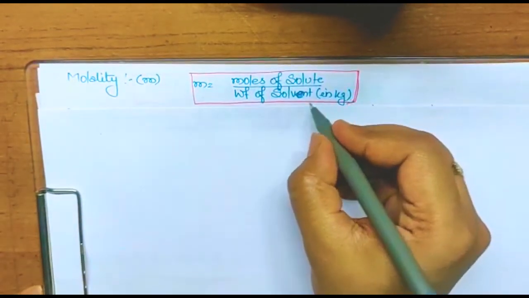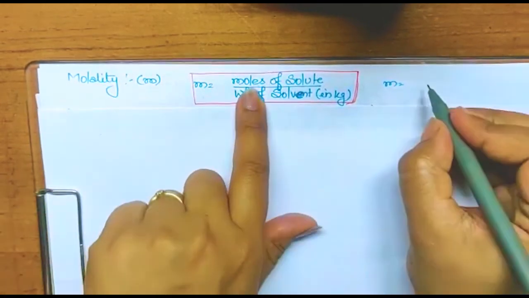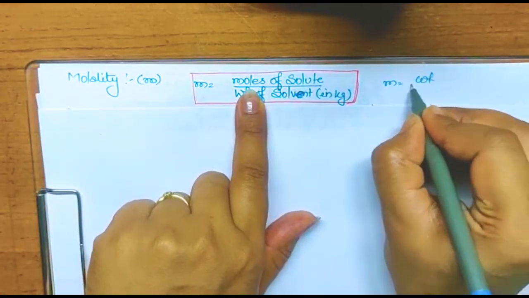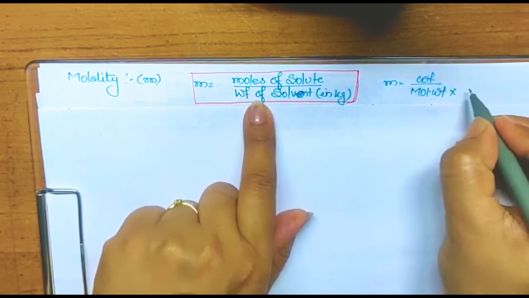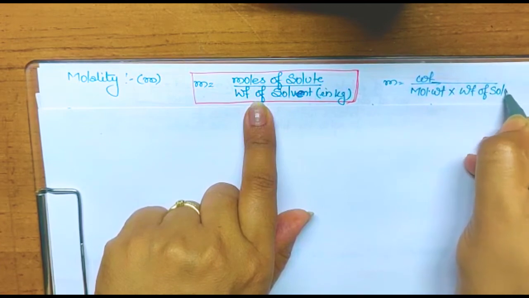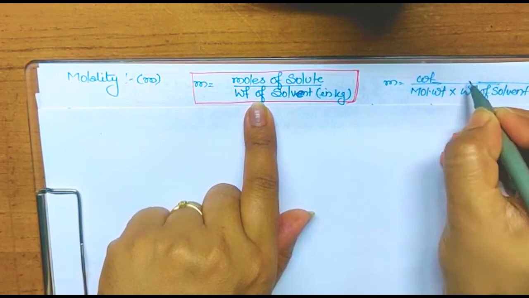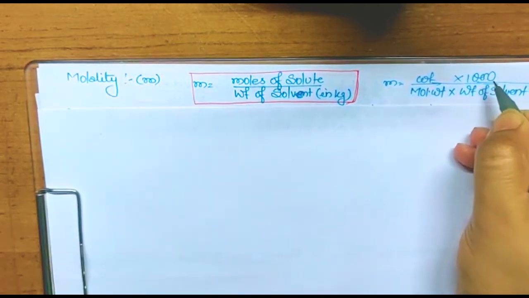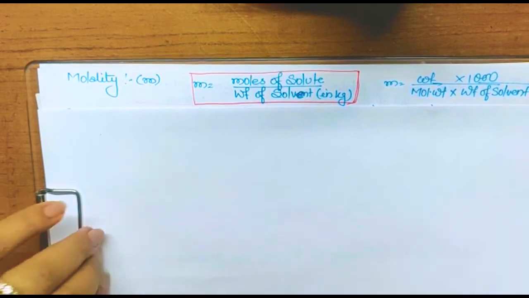So if you are writing in gram, this can be converted: m, in place of moles, you can write weight upon molecular weight. And here, capital W is the weight of the solvent. If you are writing it in gram, you have to divide this by 1000, so that will go up and it will be like this. Yes? So let's do some questions on this.